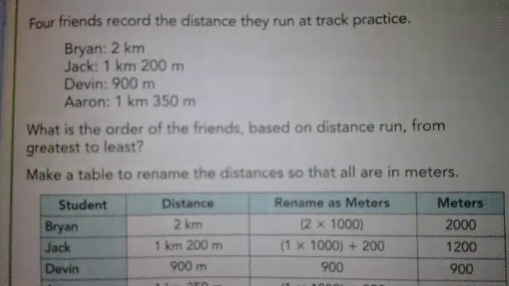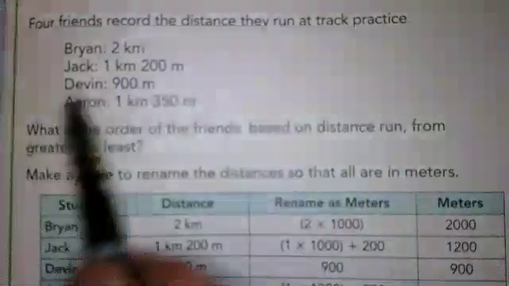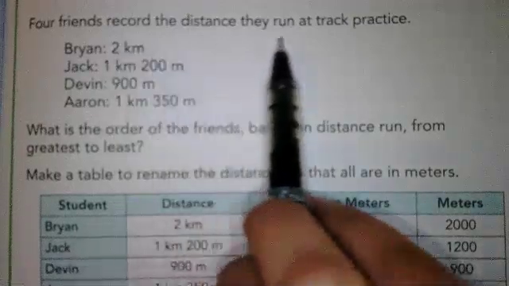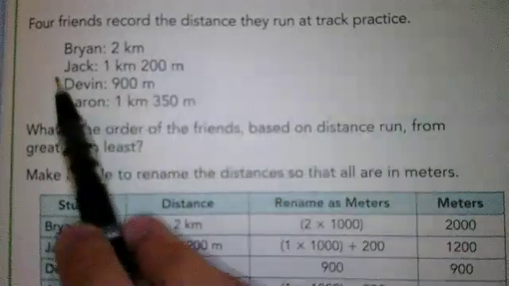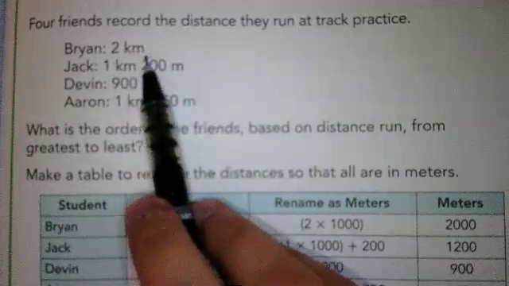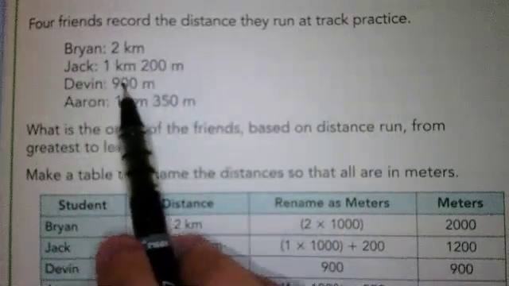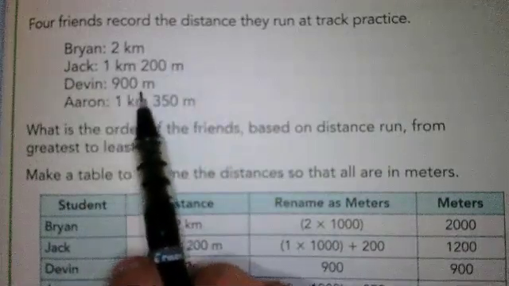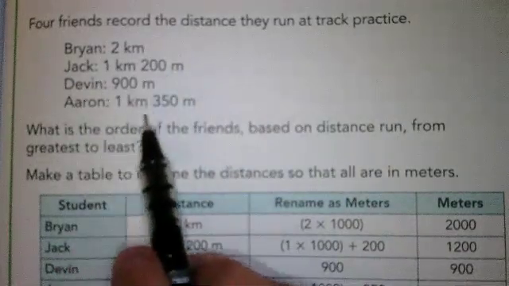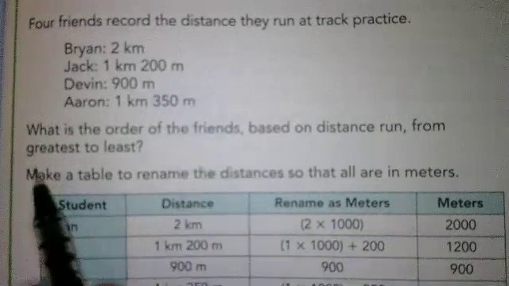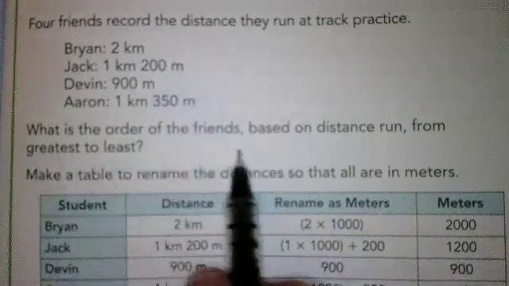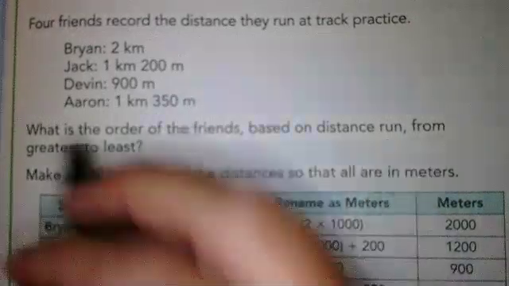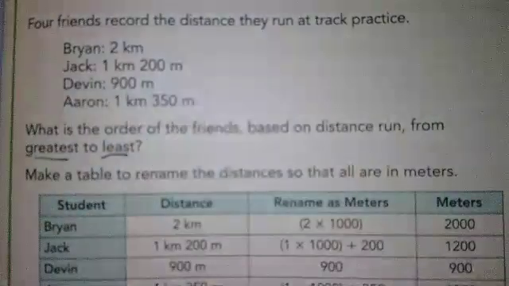Alright, here we go. It says 4 friends record the distance they run at track practice. Brian runs 2 kilometers. Jack runs 1 kilometer, 200 meters. Devin runs 900 meters. And Aaron runs 1 kilometer, 350 meters. Now, it wants to know what is the order of the friends based on distance run from greatest to least.